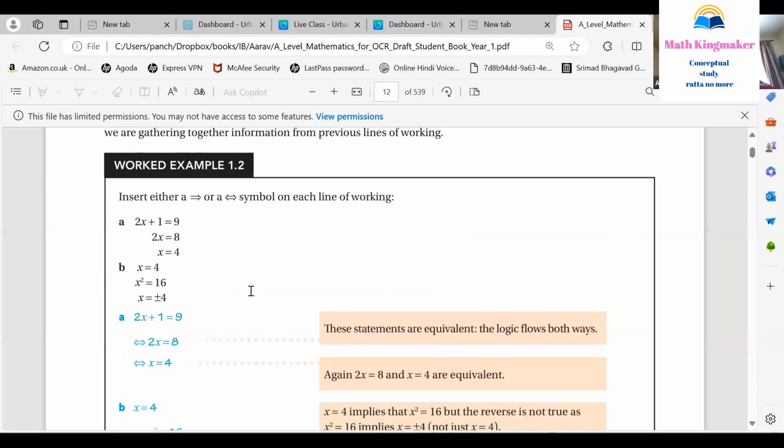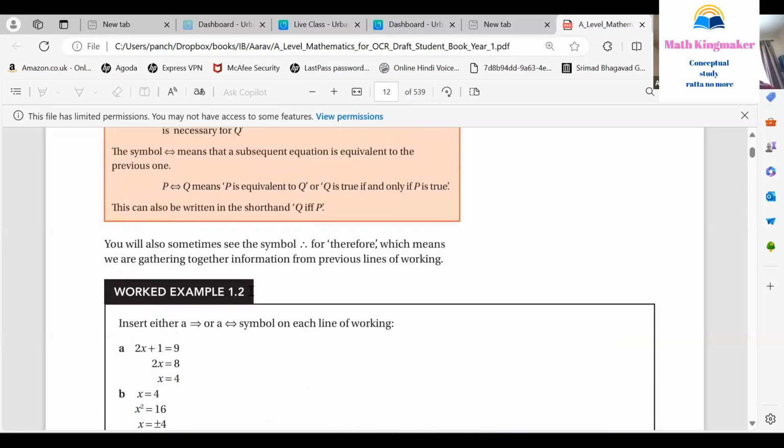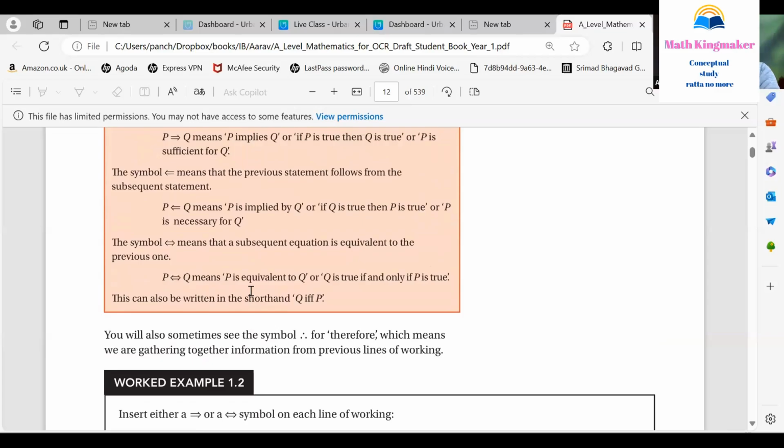I don't know the other symbols. See, another symbol is like this. Arav is son of... what's your mother's name? Sushma. Srimati Sushma. Okay. Arav is son of Srimati Sushma, and it implies that Srimati Sushma is mother of Arav.